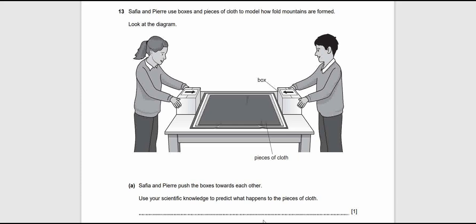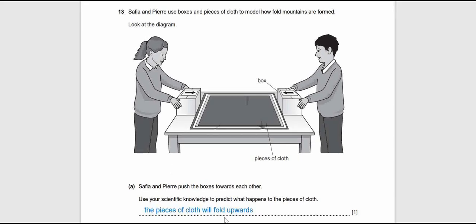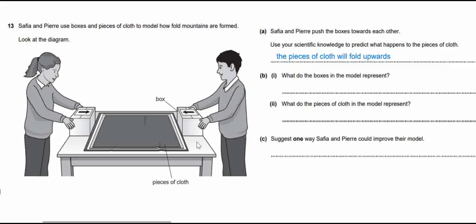Okay guys, time up. Let's check out the answer. So the pieces of cloth will fold upwards. So that will be the answer. Next. Now we're in question B, part 1. What do the boxes in the model represent? You've got 10 seconds from now.